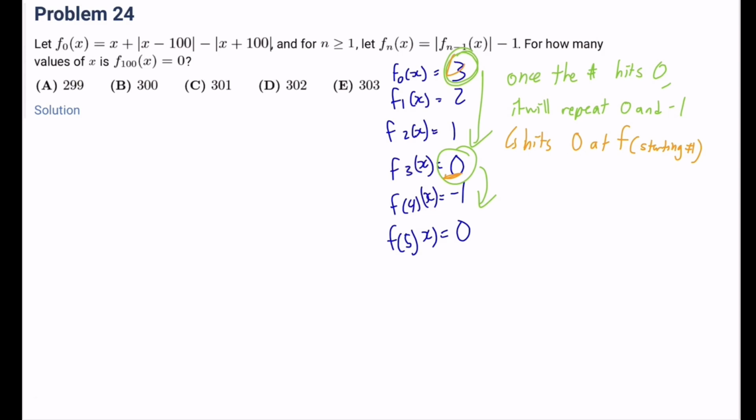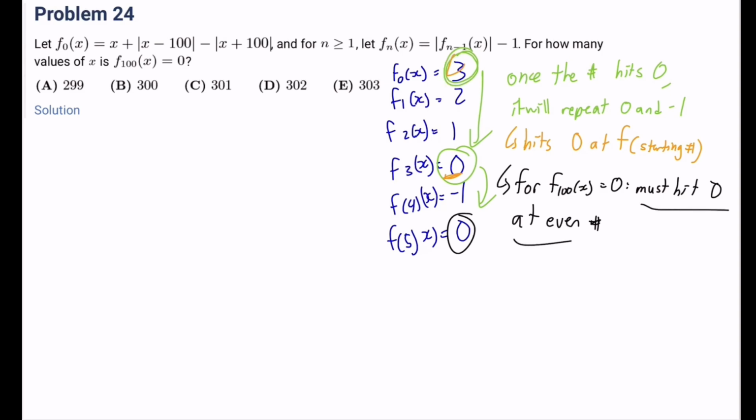And so we want f100 of x to be 0. For f100 of x to be 0, we must hit 0 at an even number. You might say, why suddenly even numbers? But if you look here, if you start with an odd number, then you are going to hit 0 at an odd number. Because it will hit 0 at f of the starting number, it's going to hit 0 at the odd number, and after that it's going to alternate 0 and minus 1. That means it's going to be 0 at odd numbers only. But f100 is an even number, so for f100 of x to hit 0 at an even number, we should start with an even number. That's why it must hit 0 at an even number.